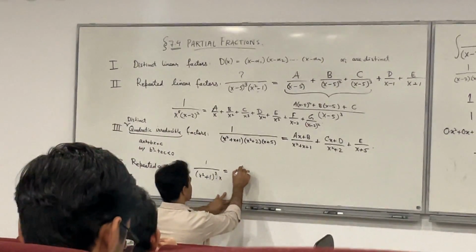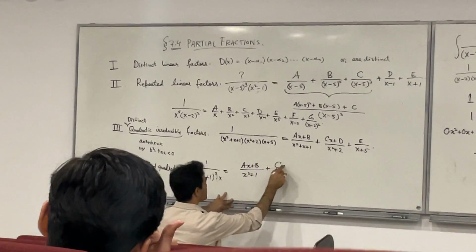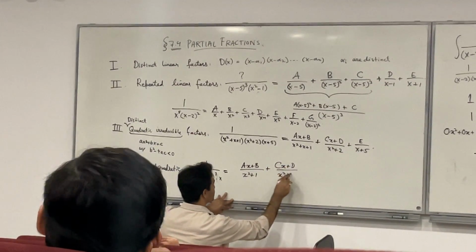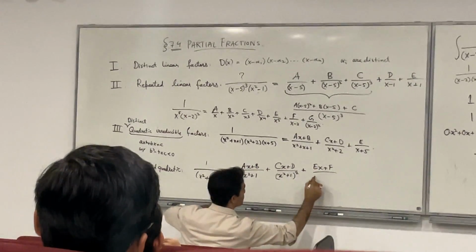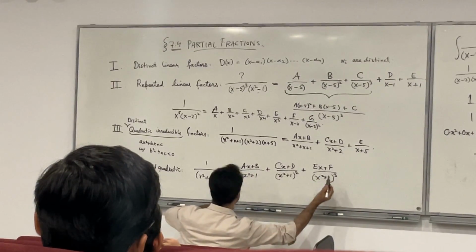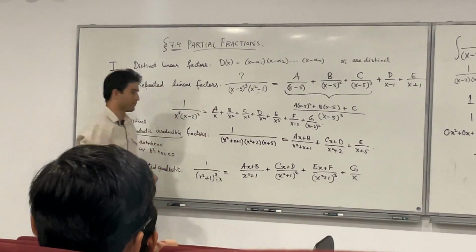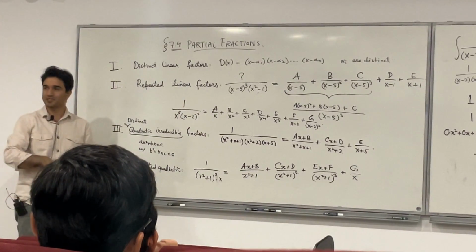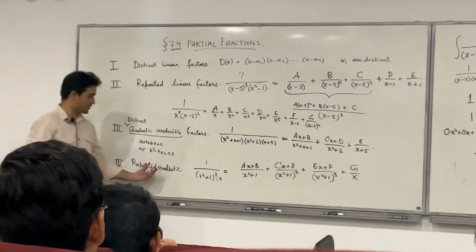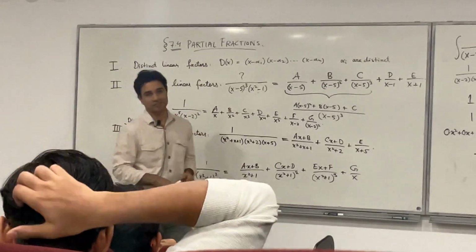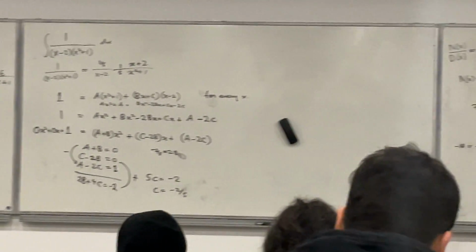So here we would have some ax plus b over x squared plus 1, then some cx plus d over x squared plus 1 squared, and then some ex plus f over x squared plus 1 cubed, and then some g over x. So it's just the way you would do it with repeated roots. Here it's repeated quadratic factors, so each one gets its own. You go up to the power of the quadratic.